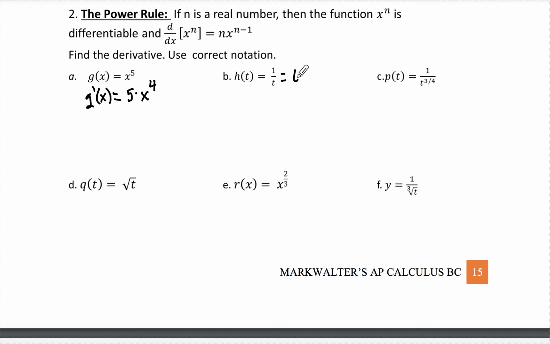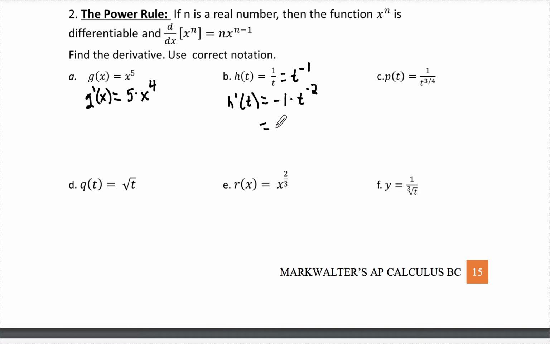1 over t is really t to the negative 1. And I can take the derivative of this. I can call it h prime of t, and the derivative, h prime of t, I would bring down that power. That'd be -1 times, I keep the base, and I subtract 1 from the power, -2.